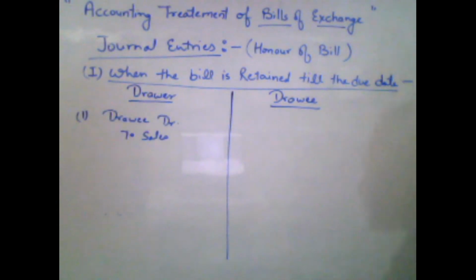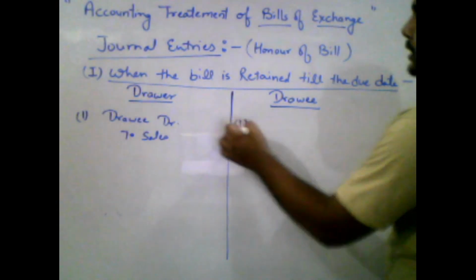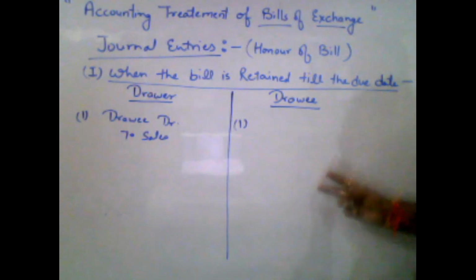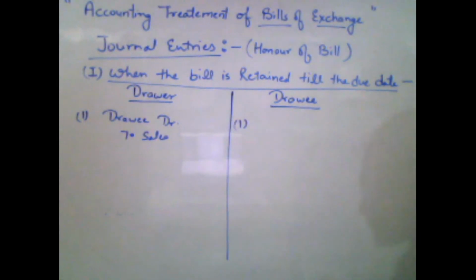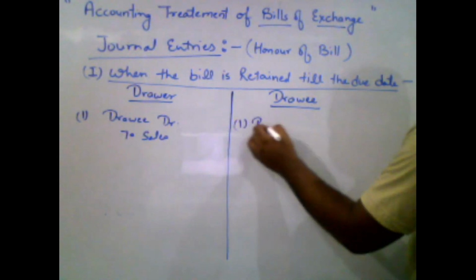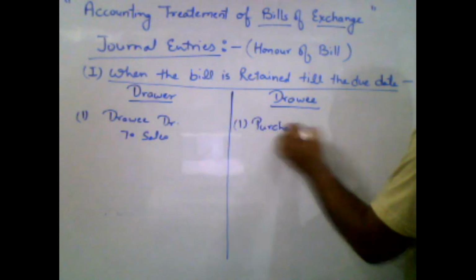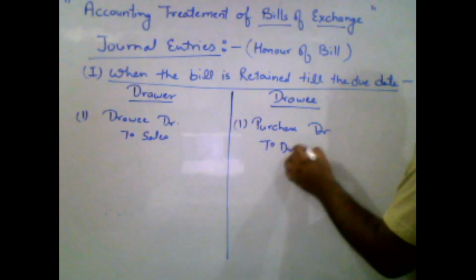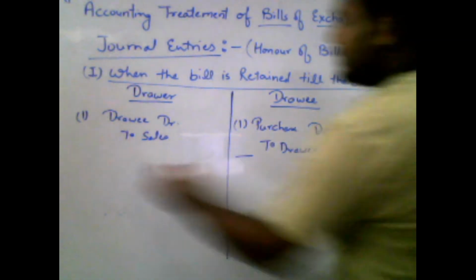On the other hand, you can see that if drawer sold the goods on credit to the drawee, so in this situation drawee purchased the goods from the drawer on credit. So in this situation the journal entry will be purchase account debit to drawer. So the first entry you can see that.